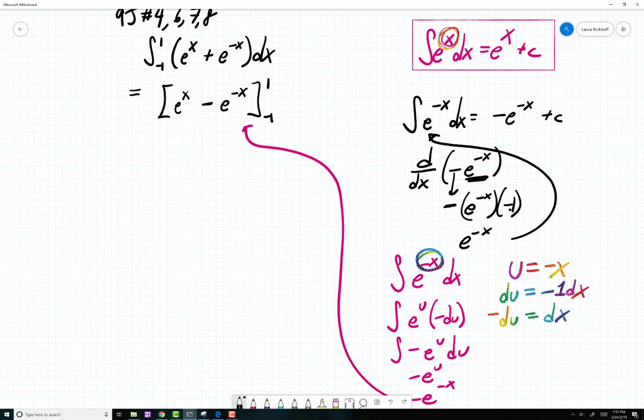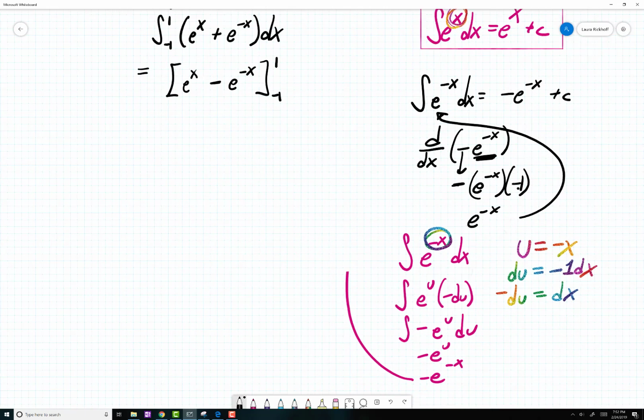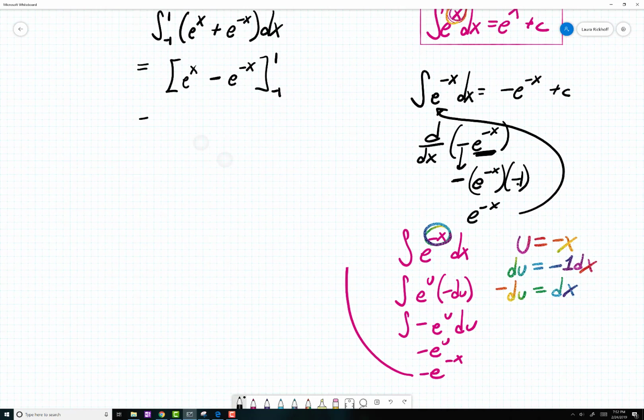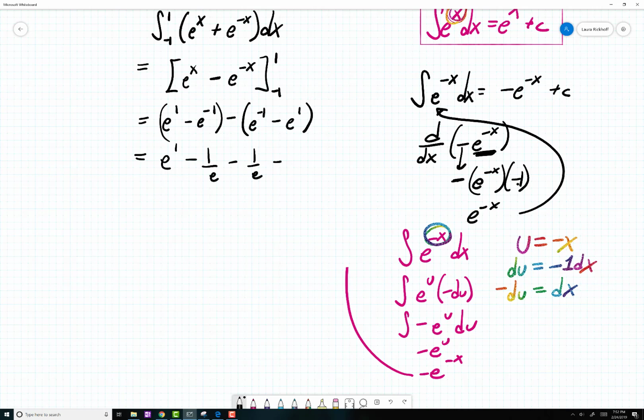Overkill. And then you just evaluate that from -1 to 1, and we plug in the 1 and subtract what we get when we plug in the -1. And so this is e to the 1 minus 1 over e minus 1 over e plus e. So it gets 2 e's minus 2 1 over e's. So that's fun. Cool.